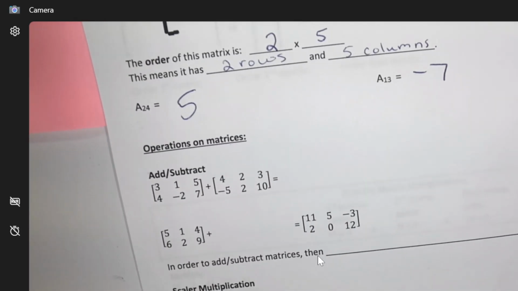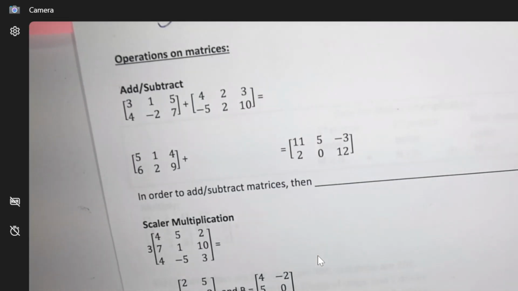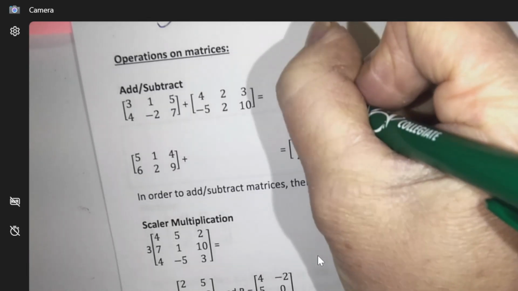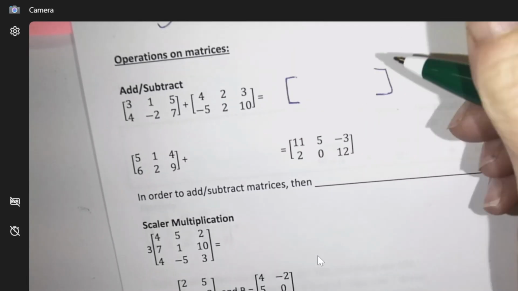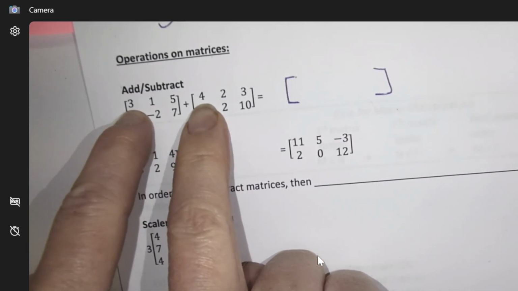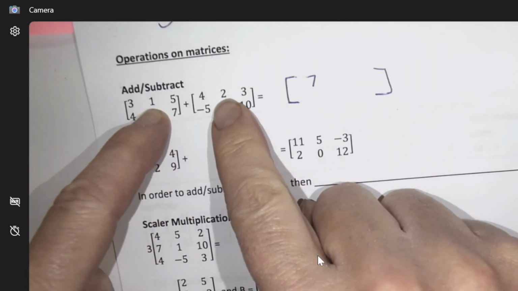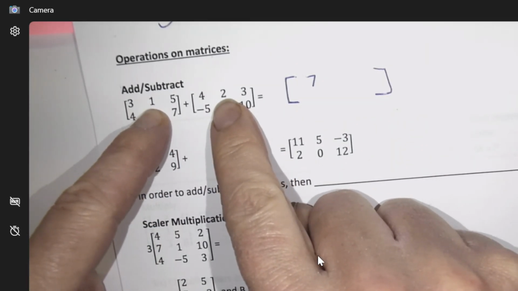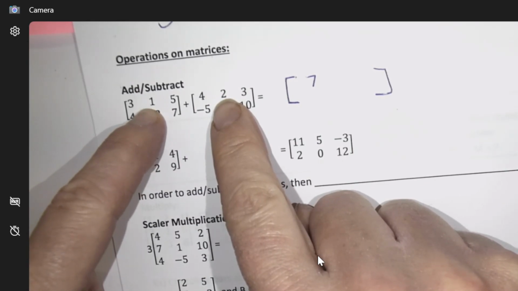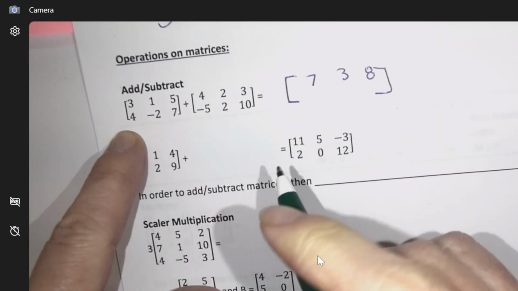Okay, adding and subtracting. So to add and subtract, you have to have matching matrices, as in the same amount of rows and columns. You can't add if they don't. Okay, so we have to do position 1, 1. So what's 3 plus 4? 7. And then you're going to do position 1, 2 together. So there's a 1 and a 2. So 3, 8. Okay, keep going.